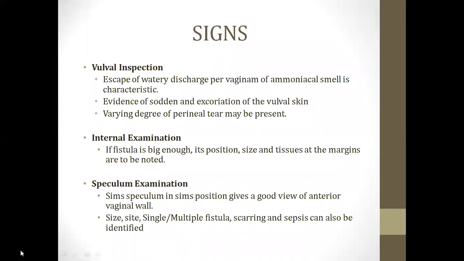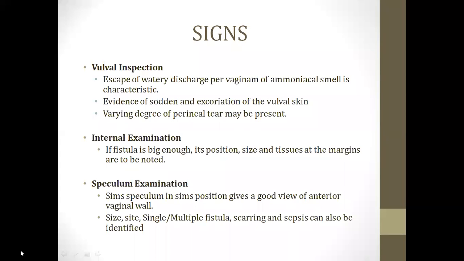Signs: on vulval inspection, there is escape of watery discharge per vagina, and an ammoniacal smell is characteristic. There is evidence of sodden and excoriated vulval skin, and varying degrees of perineal tear may be present. These are all the external inspection findings.